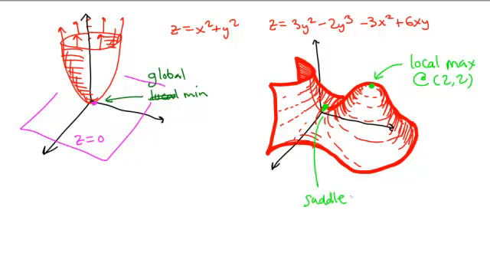But this particular function doesn't have a global maximum because this portion of the graph could be extended vertically as high as we wanted, and it didn't have a global minimum because this portion of the graph could be extended down as low as we want. So this is an example of a function which has local extrema, but not global extrema.